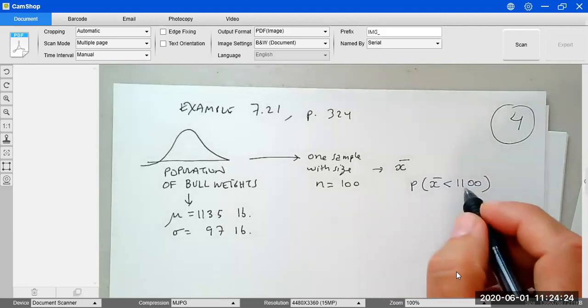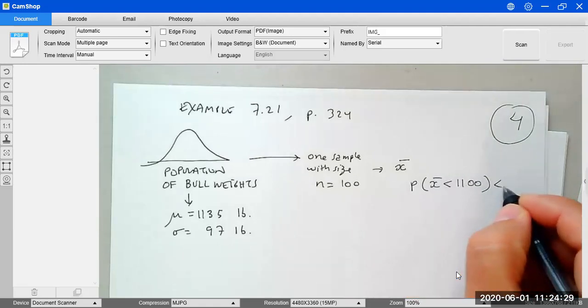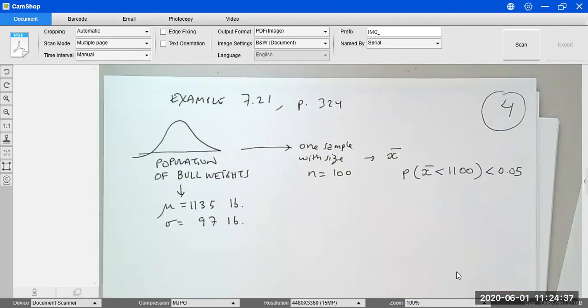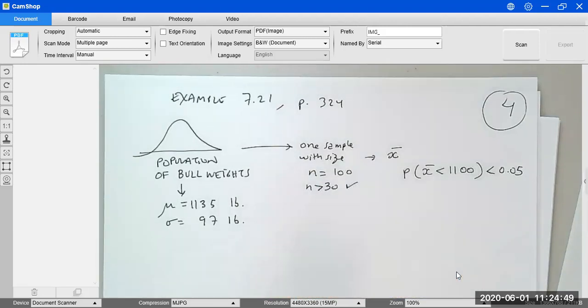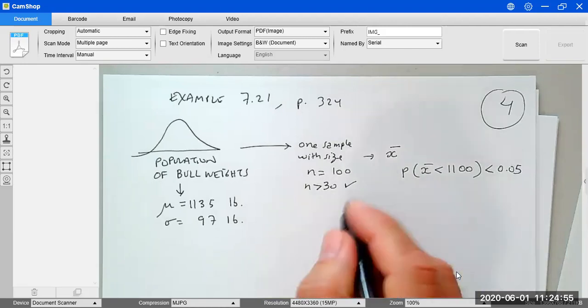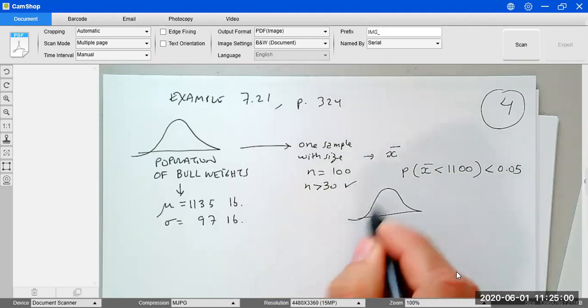And not just that, we want to know whether this value is unusual. So what we want to know is whether this probability is less than 0.05, as we know that this is the threshold for unusual events. So we're going to find the probability that x bar, the mean of x, is less than 1100. Again, the size is greater than 30, so we can apply the Central Limit Theorem. That means that we can use a normal distribution for the means.